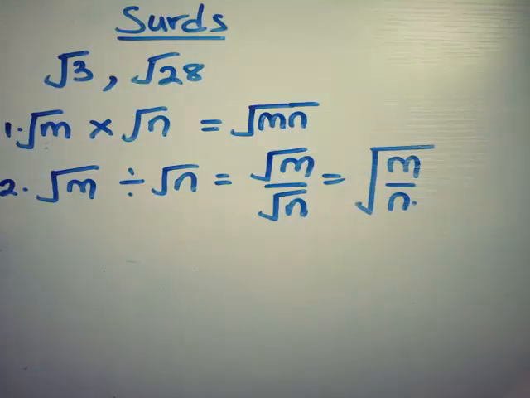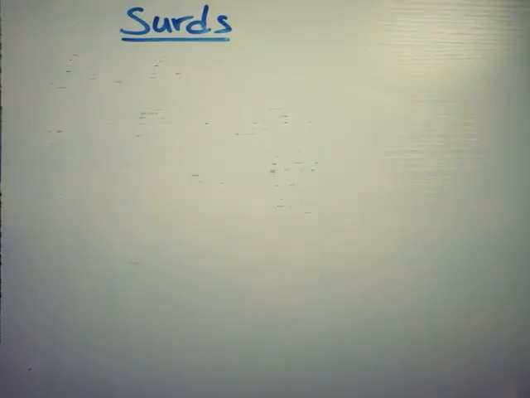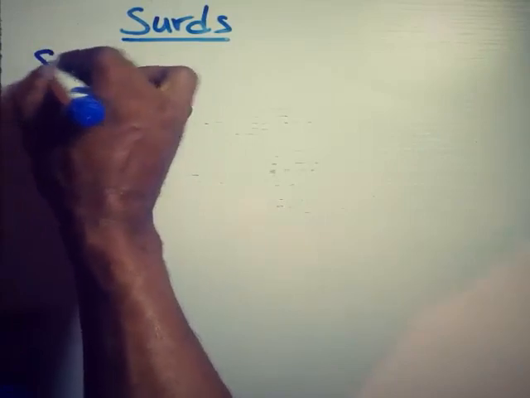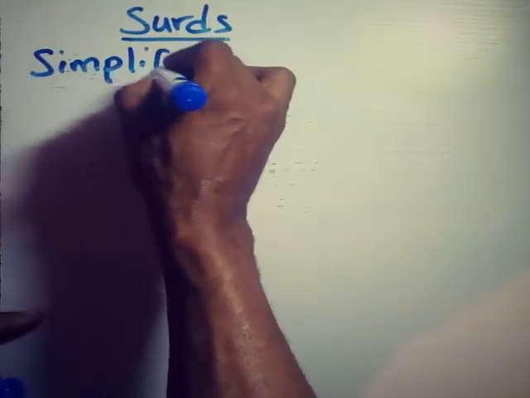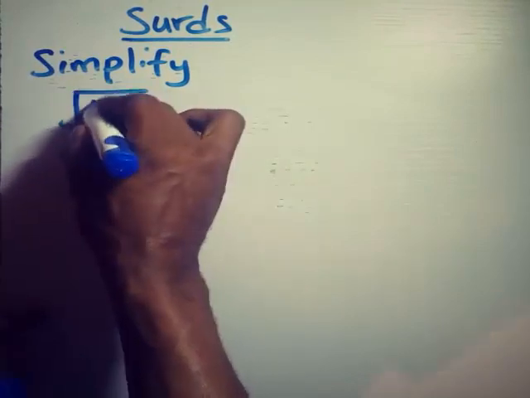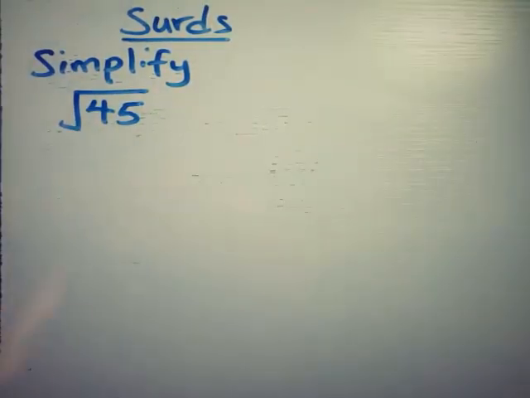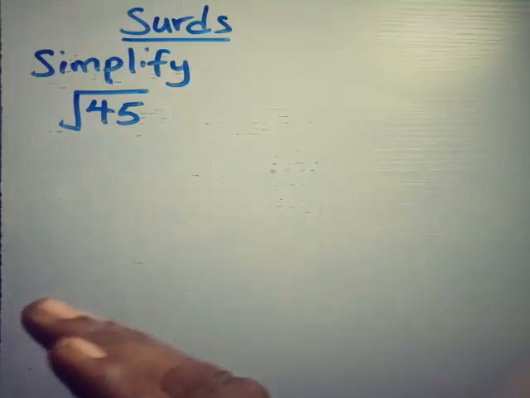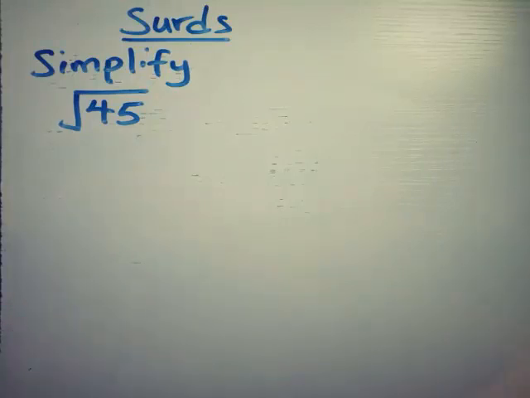So, simplification of surds. How do we simplify surds? If you are told to simplify root 45, what do you do? When simplifying surds, we should always consider factors. When dealing with surds particularly, we must find out the factors of the number under the square root sign. So how do we get the factors of 45?